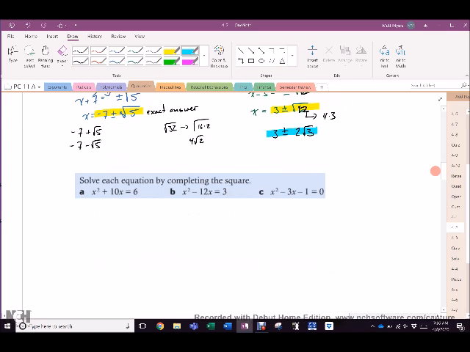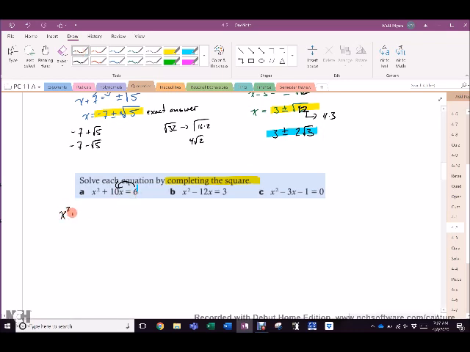All right, let's have a look at A, B, and C here. Notice, first of all, I don't actually have a trinomial here yet, unless I were to move that over. And even if I move that over, I would have x squared plus 10x minus 6 equals 0, and I couldn't factor that, because there's no factors of 6 that add to 10. So, in this one, since I don't have a perfect square trinomial, I have to complete the perfect square trinomial. I have to make it work. So how do I do that?